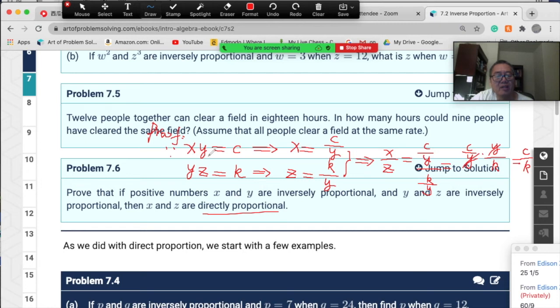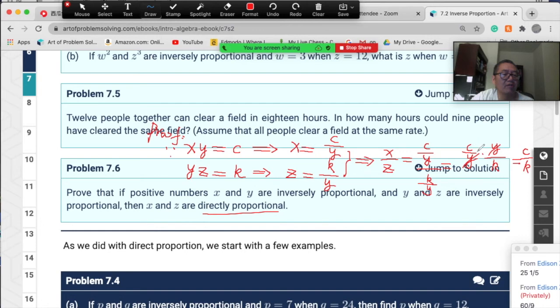You prove this because x times y equals a constant. y times z equals another constant. c and k can be different, and can also be the same. Then from x times y equals constant c, you get x equals c over y. From y times z equals constant k, you can get z equals k over y. Then the ratio of x over z equals c over y divided by k over y.